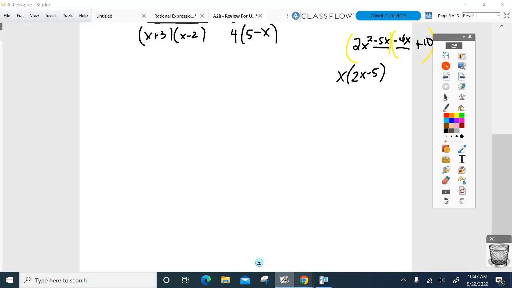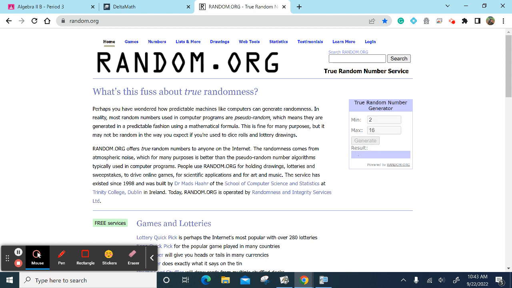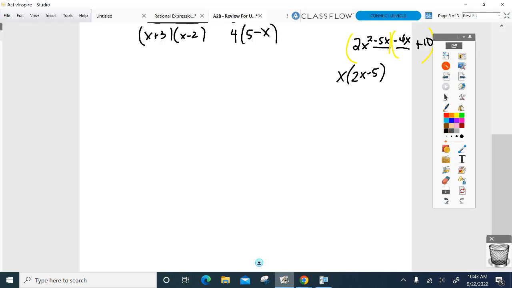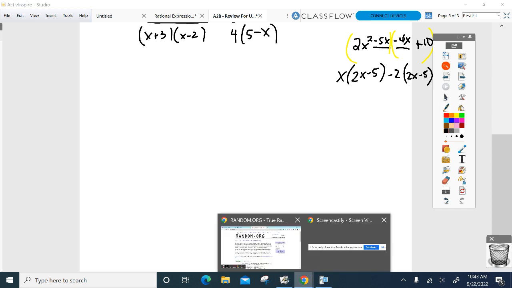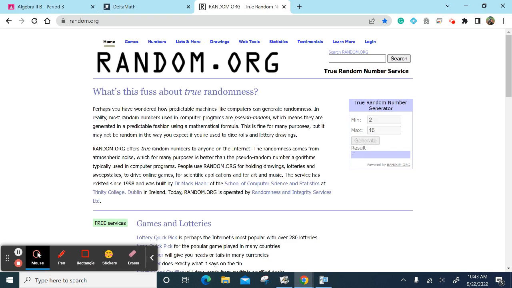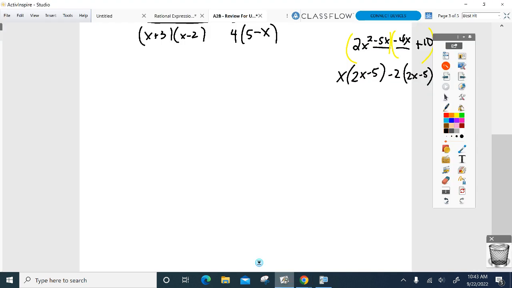What do you want me to take out of this here? Negative 2. Yep, negative 2. It's got to be a negative 2 if I'm going to get positive 2x minus 5. All right, finish grouping here for me. Not done yet. One more step. What can I take out of both? It's just x minus 2 and 2x minus 5.